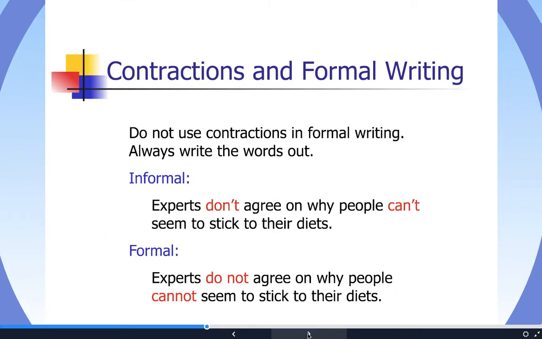Do not use contractions in formal writing. I just spoke about this. Always write the words out. Informal: Experts don't agree on why people can't seem to stick to their diets. Formal: Experts do not agree on why people cannot seem to stick to their diets. Without the contractions, it does sound more professional, more formal, more succinct.